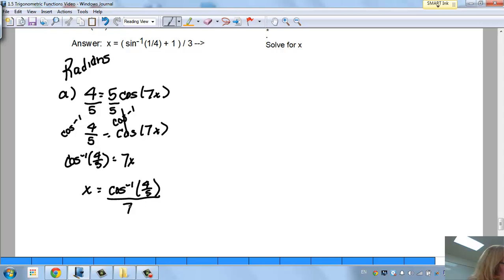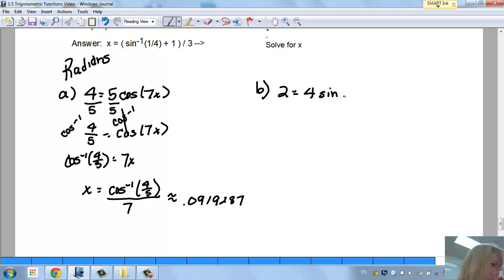Only then do you put it in your calculator, and you can go to as many decimal places as you want, and I'll tell you how to round. So it's 0.0919287. Okay, so that's how you do that one. The other one, for B, I'm going to go step by step on that one, and that is 2 equals 4 sine of 3x minus 1, plus 1.